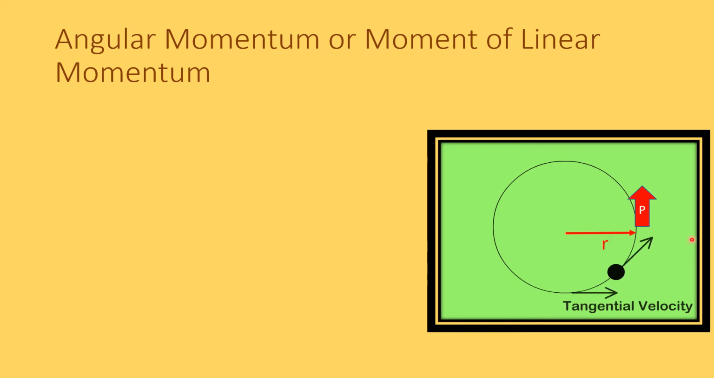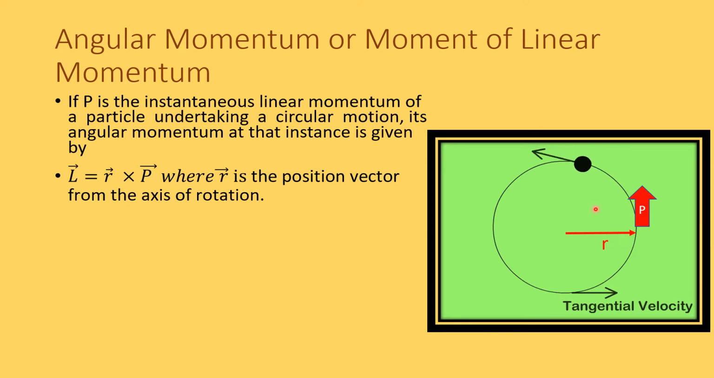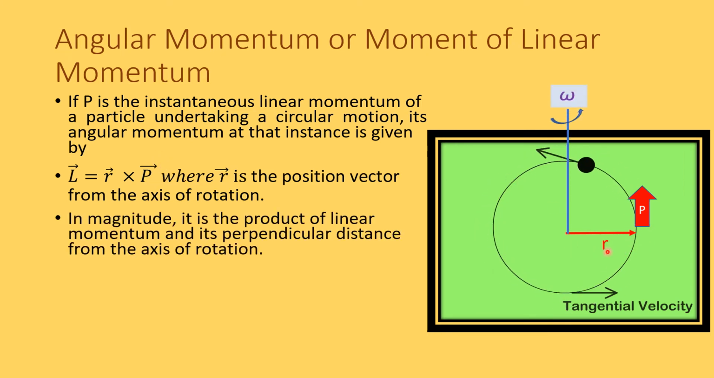its path. The relation between this linear momentum and the angular momentum is given by vector L is equal to vector r cross vector P, where L is the angular momentum, P is the linear momentum and r is the position vector from the axis of rotation. So we can say that is the axis of rotation. So the object is performing a circular motion with a fixed distance r from the axis of rotation. So it is rotating about this axis passing through this point.